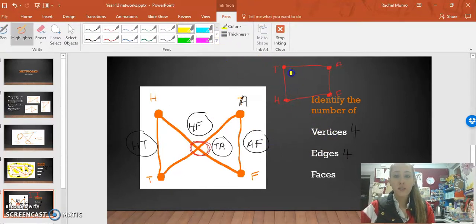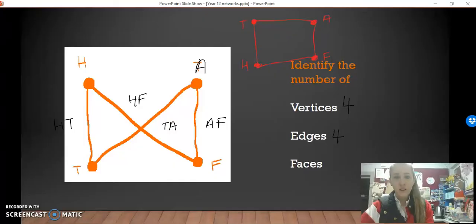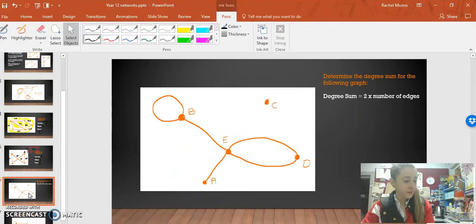So for the faces, we've actually got one enclosed face, and then the space outside the graph is considered. Sorry, just a slight hiccup there with my PowerPoint. So as I was saying, we've got the enclosed space in here, which counts as one face, and then the space outside, a second face. So 2 faces for this graph, the inside and the outside. All right, jump on to our next slide.